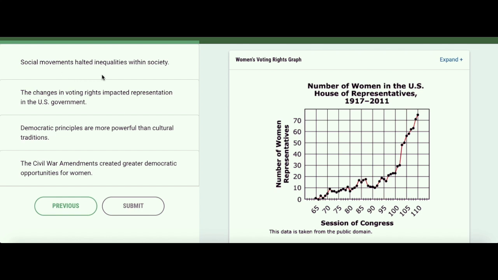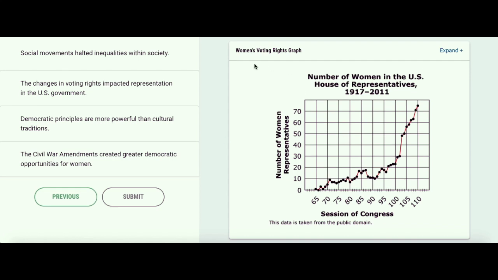Social movements halted inequality within society. The changes in voting rights impacted representation in the U.S. government. Democratic principles are more powerful than cultural traditions. Or the Civil War amendments created greater democratic opportunities for women. And so you see the women's voting rights graph here. So go ahead and pause the video and try to figure this out.